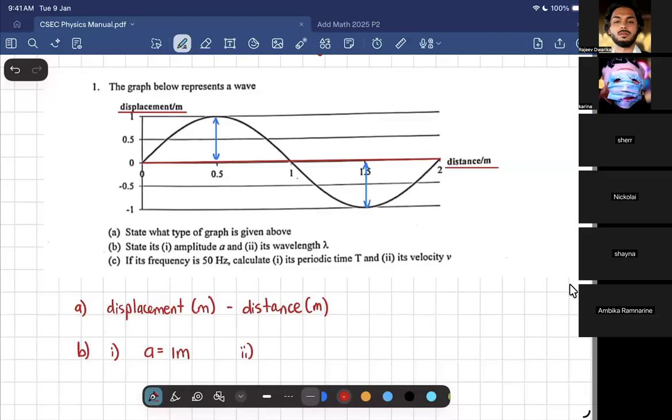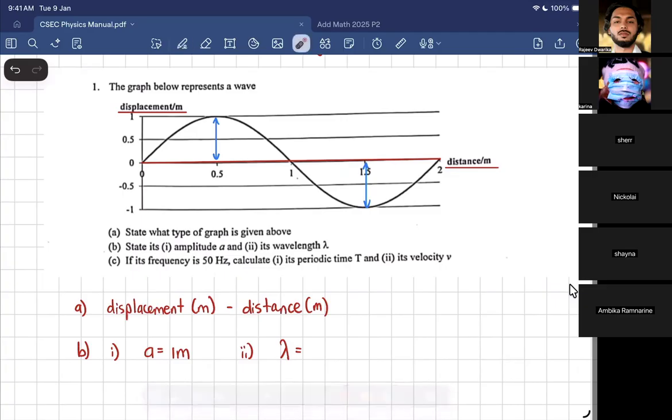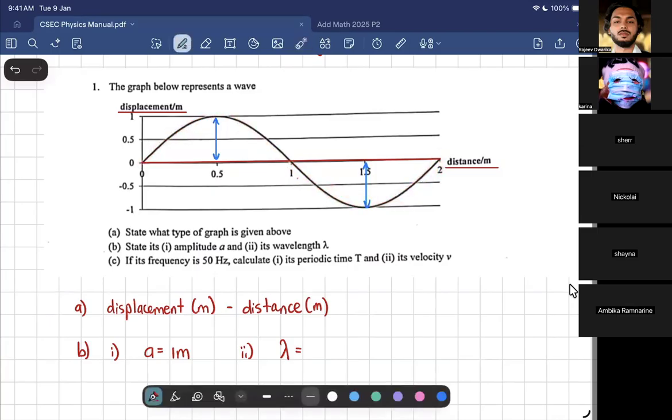Part 2 now. They are asking us to figure out the wavelength. Does anybody remember the definition for the wavelength? It's simpler than you think. So, wavelength. It kind of sounds like the length of the wave. What is the length of one full oscillation here? Does everybody understand that this is one full oscillation? What is the distance for one full oscillation? 2 meters. So the wavelength is just 2 meters.